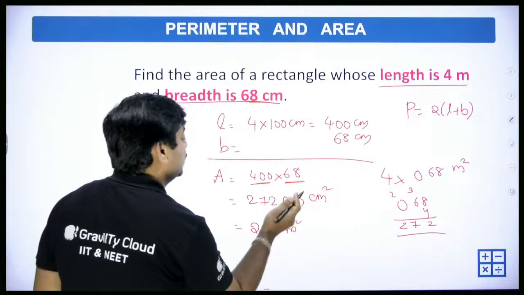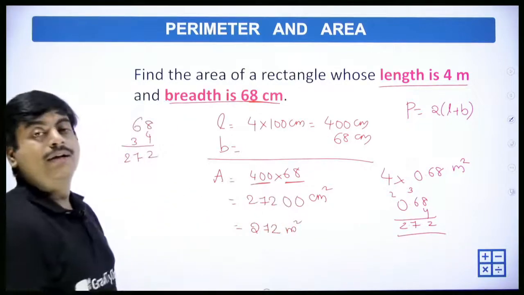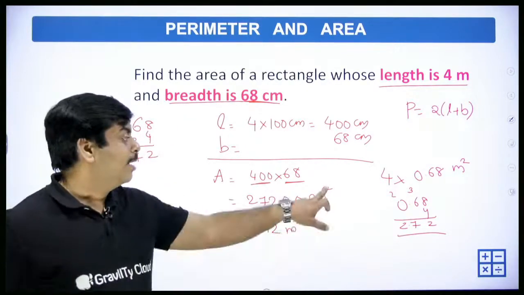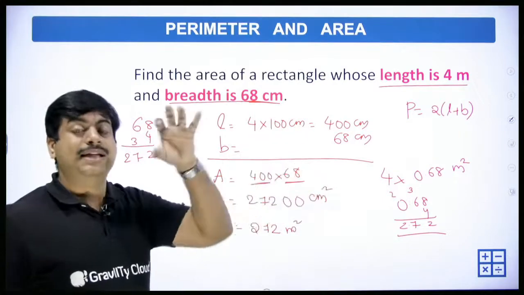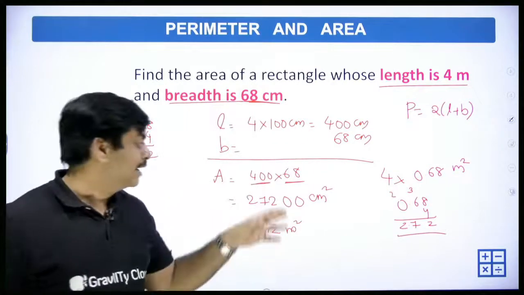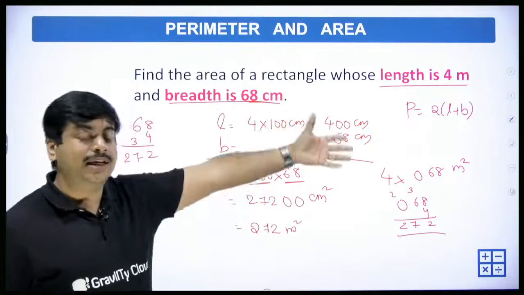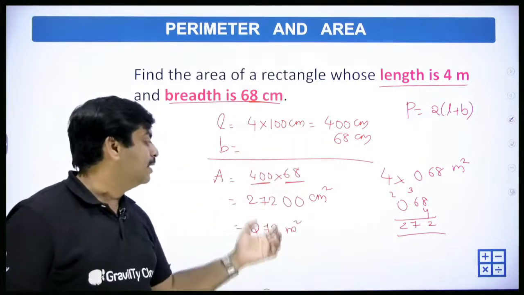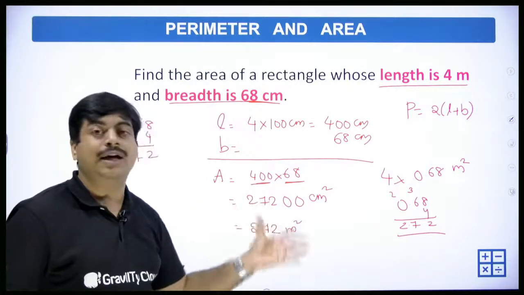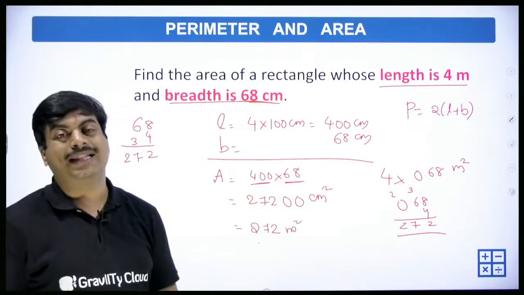2.72 meters square. You need to divide not just with 100. You need to divide with 100 into 100, because we have centimeter square. Centimeter square means centimeter into centimeter. So for meters, you need to divide with 100 into 100, that is 10,000.